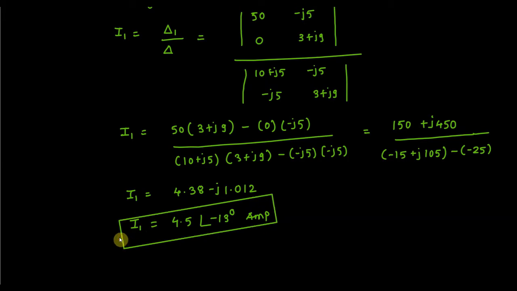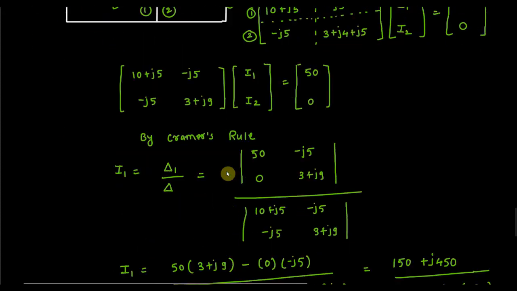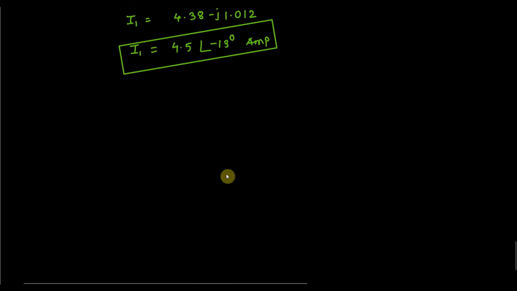By using simple mesh analysis, I have calculated the pre-modified current, that is the current flowing through the 10 ohm resistance, because our aim is to find out the change in that current when the 3 plus j4 is changed. We have done this so many times. Now the second step. The second step in the compensation theorem is that you have to find the compensating voltage source.